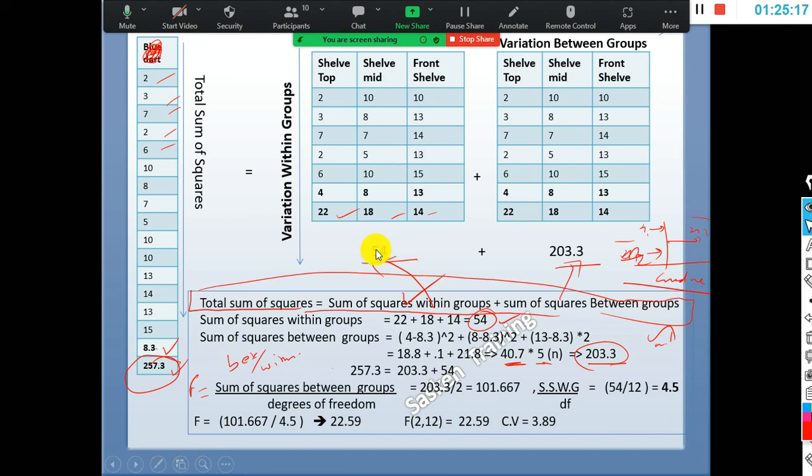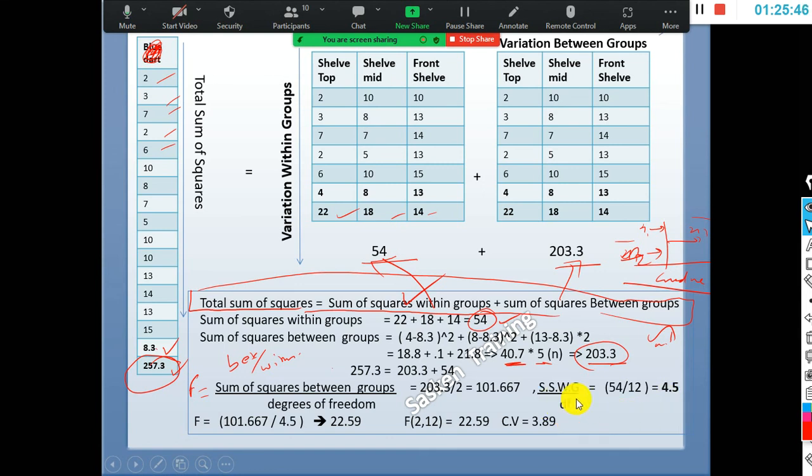Sorry, you need to add all this, 54, right? Sorry, within group we already computed 54, divided by the degrees of freedom, which is 12 in this case. Here 15, right? So for each group, degrees of freedom 1, degrees of freedom 2, degrees of freedom 3. So 5 minus 1 is 4, and 5 minus 1 is 4, and here 3 fours are 12. Got it? Degrees of freedom. And you will get 4.5.